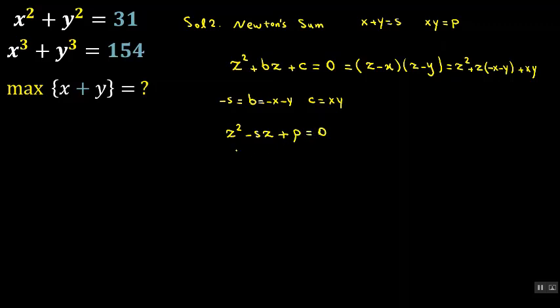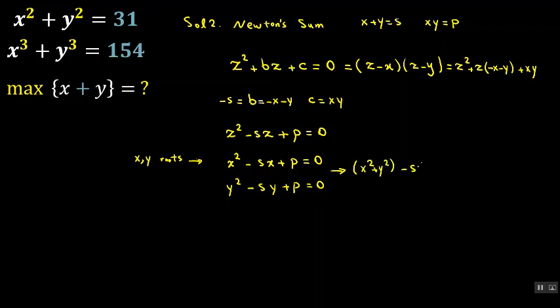Now here I say x and y are roots here. So if we replace z with x, then we have x squared minus sx plus p equal to 0. And if I replace with y also, it will be y squared minus sy plus p equal to 0. So if we add these two, we will have x squared plus y squared minus s times (x plus y) plus 2p equal to 0. And then we can say x squared plus y squared is 31, and x plus y is s. So we've reached 31 minus s squared plus 2p equal to 0.